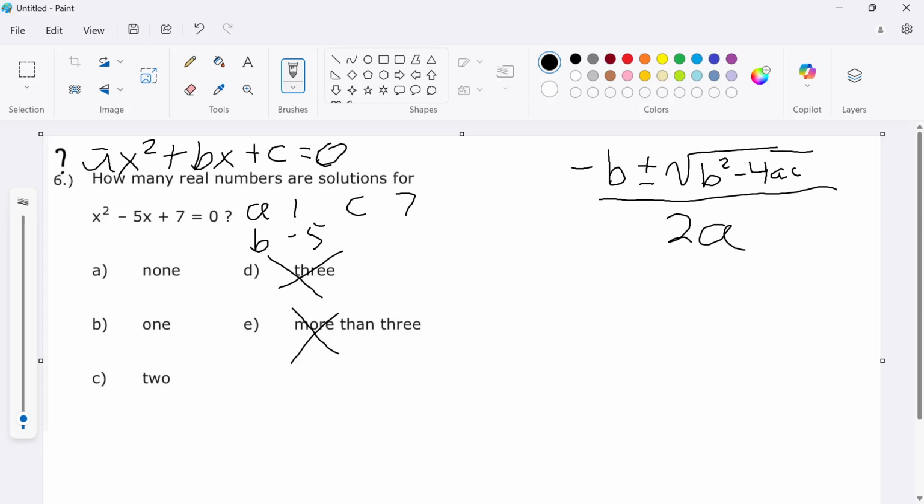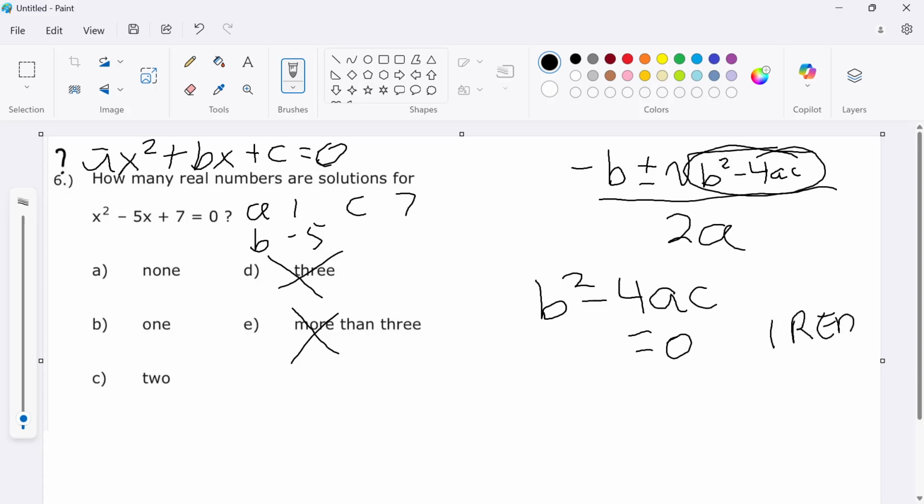And so that's called the quadratic formula. You can use it to find the solutions. I'll also show how to graph this in a second. Now, this part inside the square root is called the discriminant because it lets you discriminate, tell things apart. B squared minus 4ac. If that is equal to 0, there is one real solution. If it is greater than 0, there are 2 real solutions.